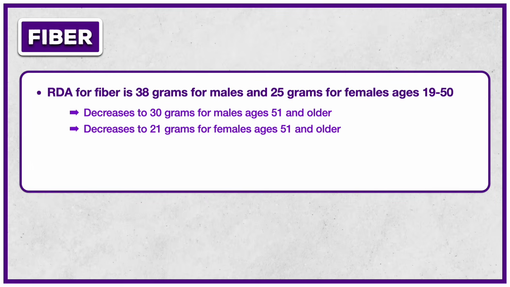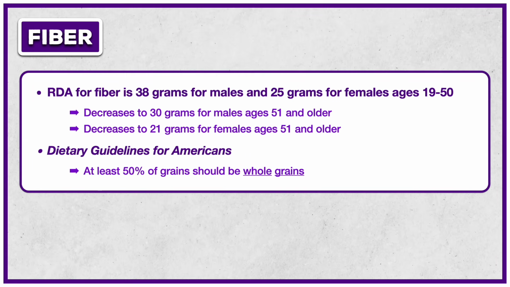Finally, the third recommendation centers around fiber. The RDA for fiber is 38 grams for males and 25 grams for females ages 19 to 50. After the age of 50, that decreases to 30 grams for males and 21 grams for females. The other relevant recommendation is from the Dietary Guidelines for Americans, which recommends that at least 50% of grains be whole grains. Whole grains are those that retain all of the edible components of the grain and are therefore fiber-containing. We'll see examples of that in just a moment.